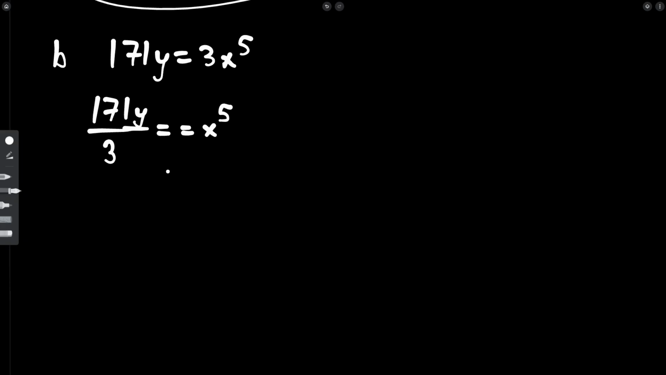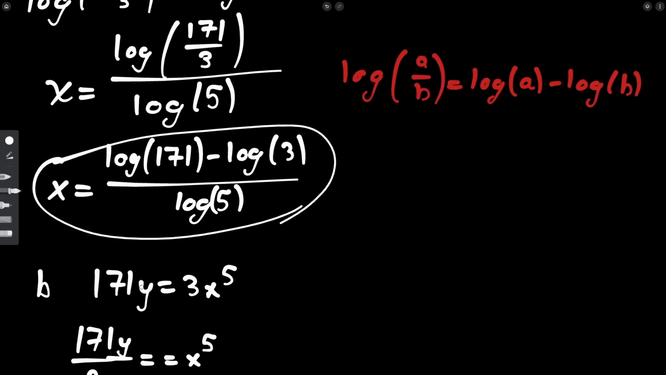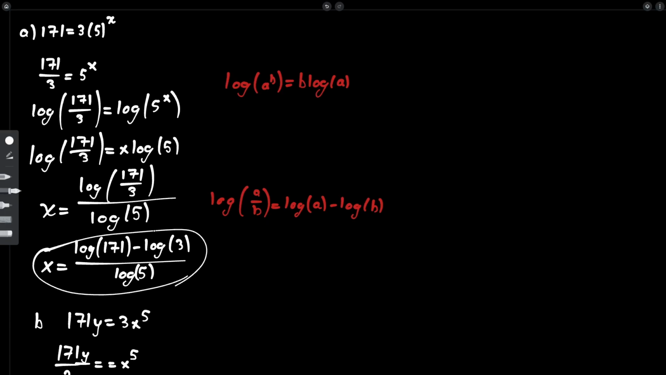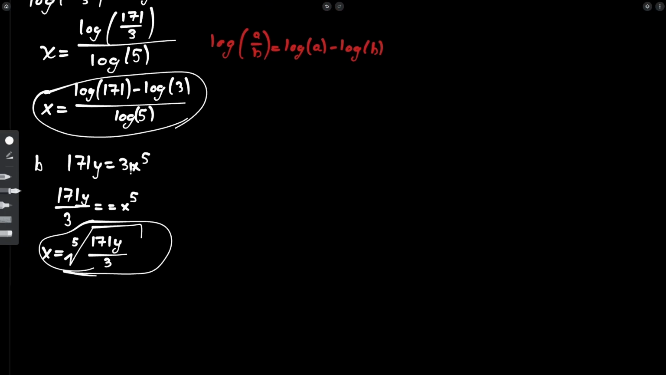And now we can take the 5th root of both sides. Here we have the 5th root of 171y over 3. There is our answer. So with problems with exponents like this, or like this, the first thing you gotta do is isolate the term with the x in it, or with the exponents of x. Very crucial.